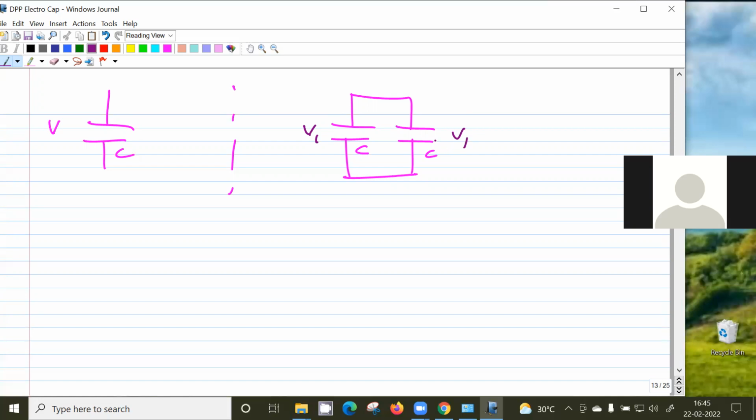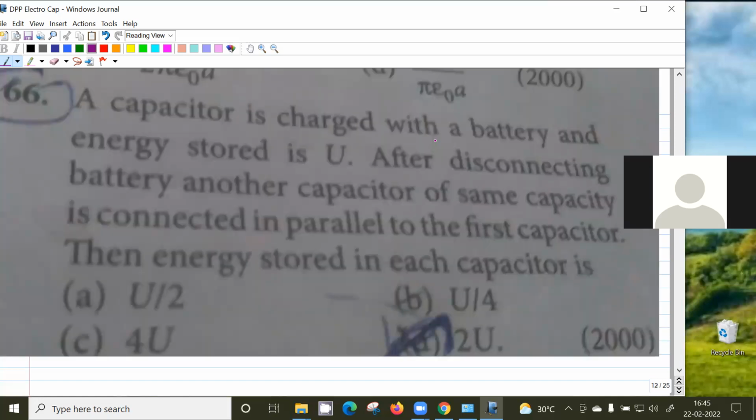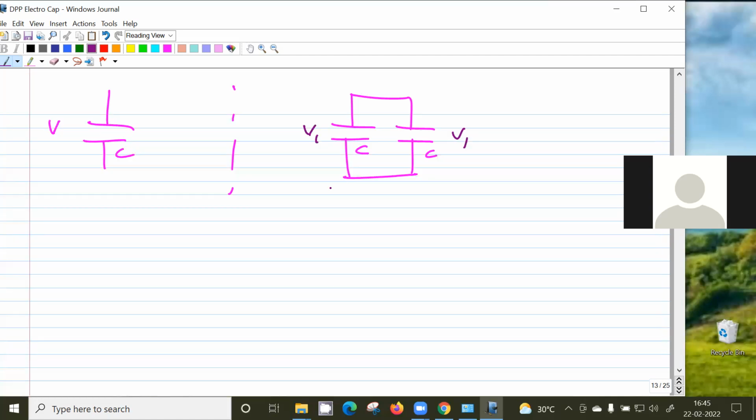Initially it's connected to a battery, so it will have some potential, let the potential be V. And in the final situation, I'm connecting one more capacitor in parallel. So the potential will change. So what will not change from here to here? That is the charge. Suppose the initial charge is Q, and here it will be Q by 2, Q by 2. Because of symmetry, whatever is happening here will happen here. So the charge will be split into two equal halves.